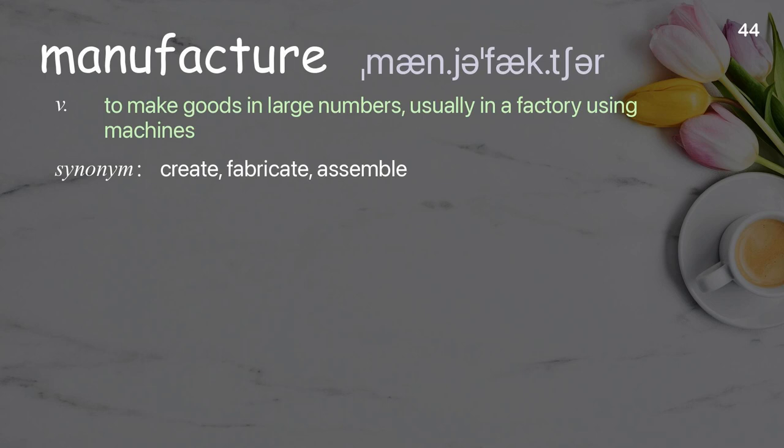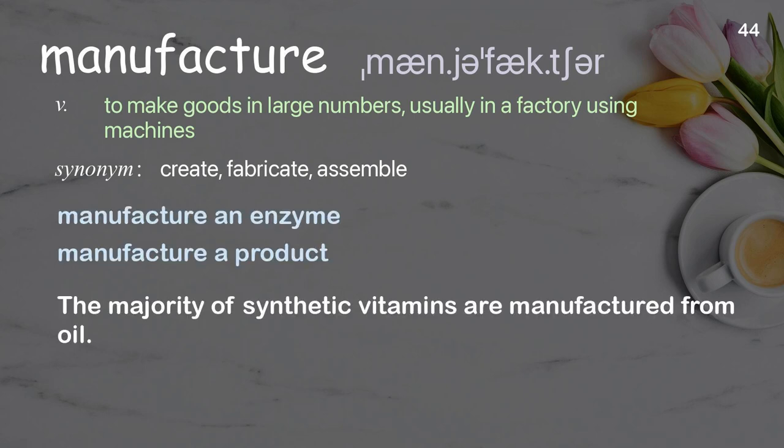Manufacture. To make goods in large numbers, usually in a factory using machines. Examples. Manufacture an enzyme. Manufacture a product. The majority of synthetic vitamins are manufactured from oil.